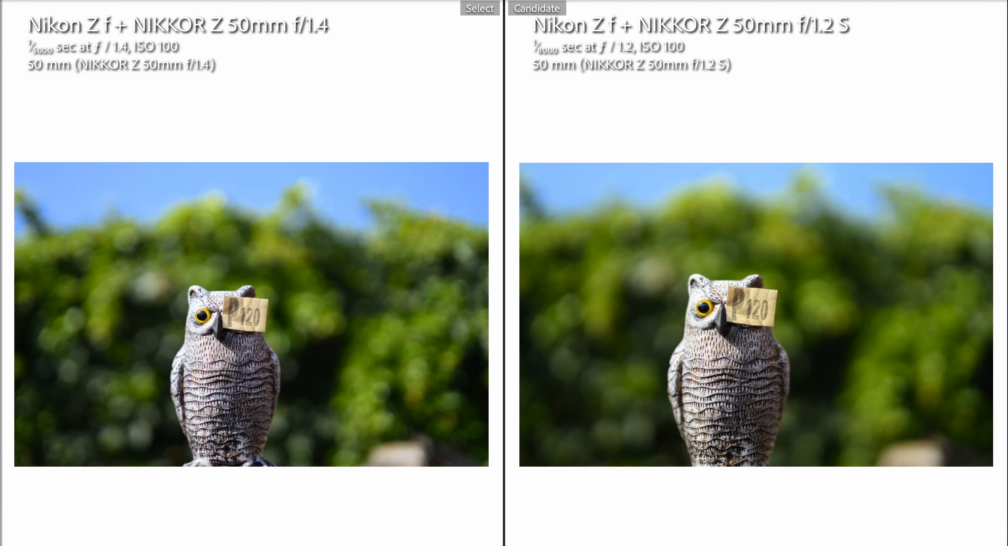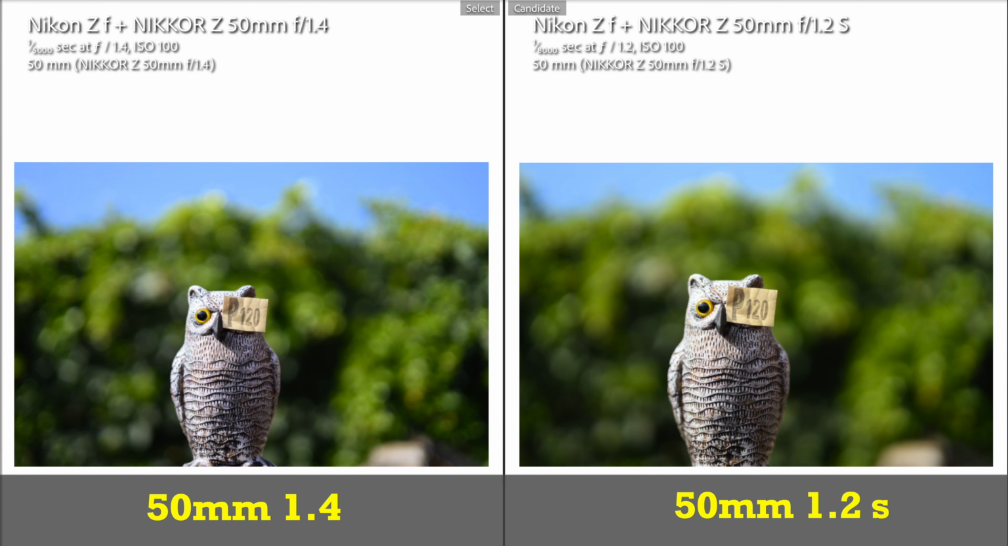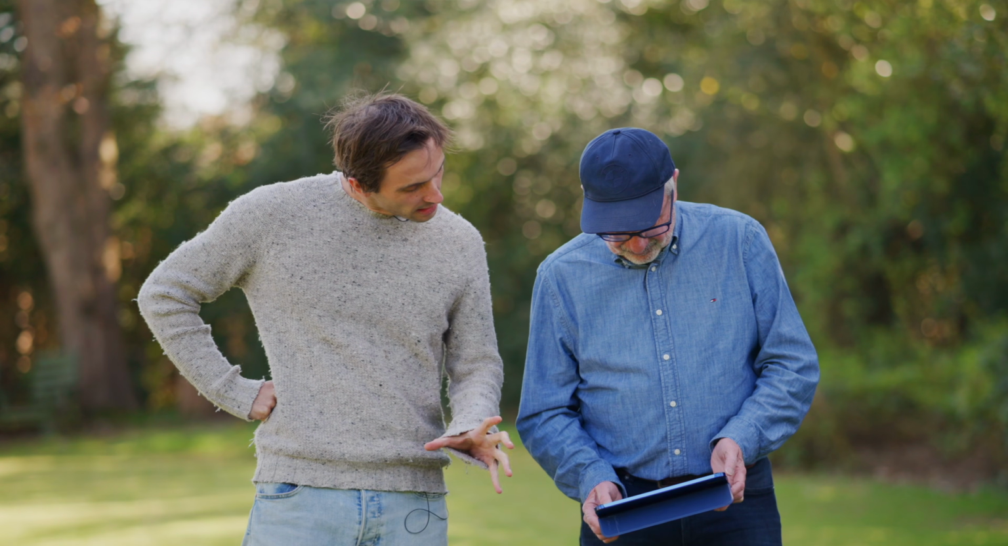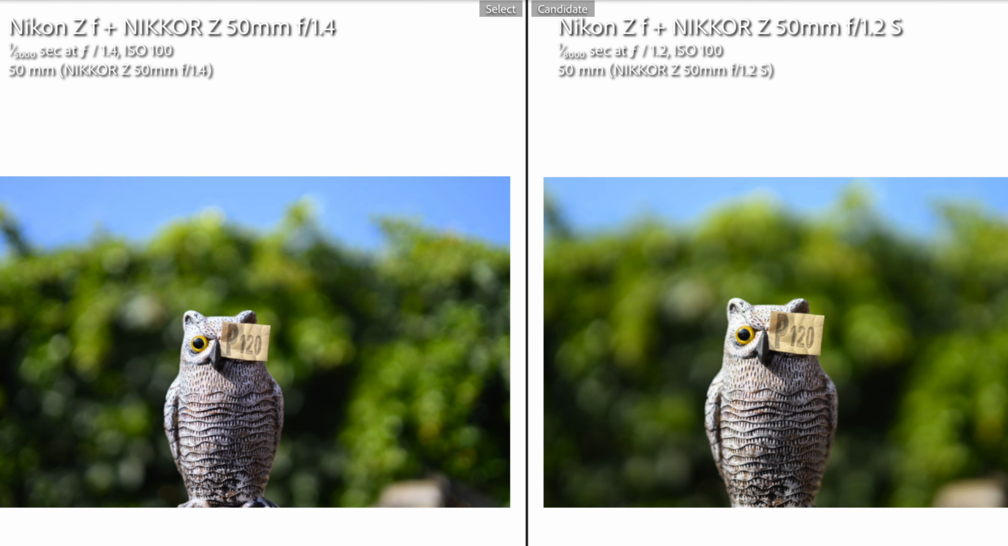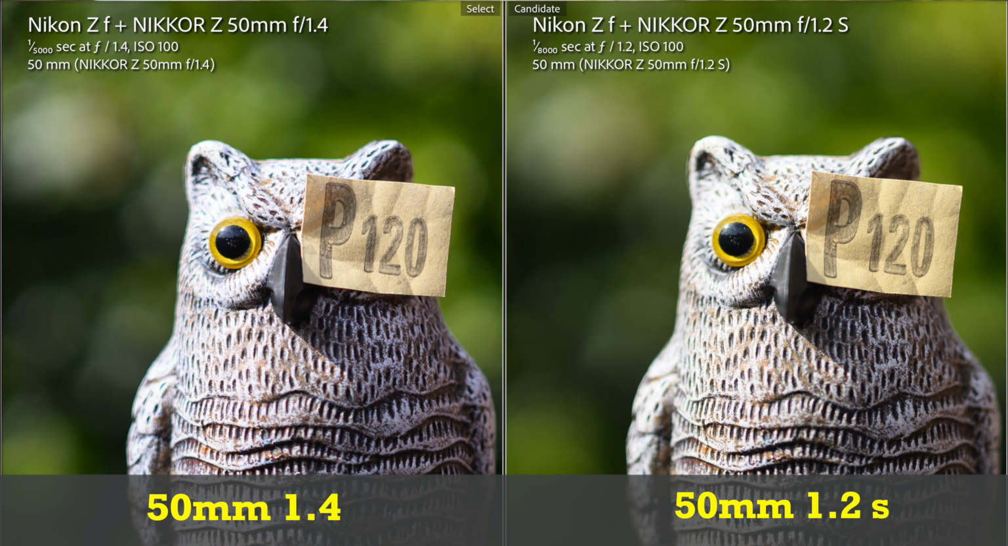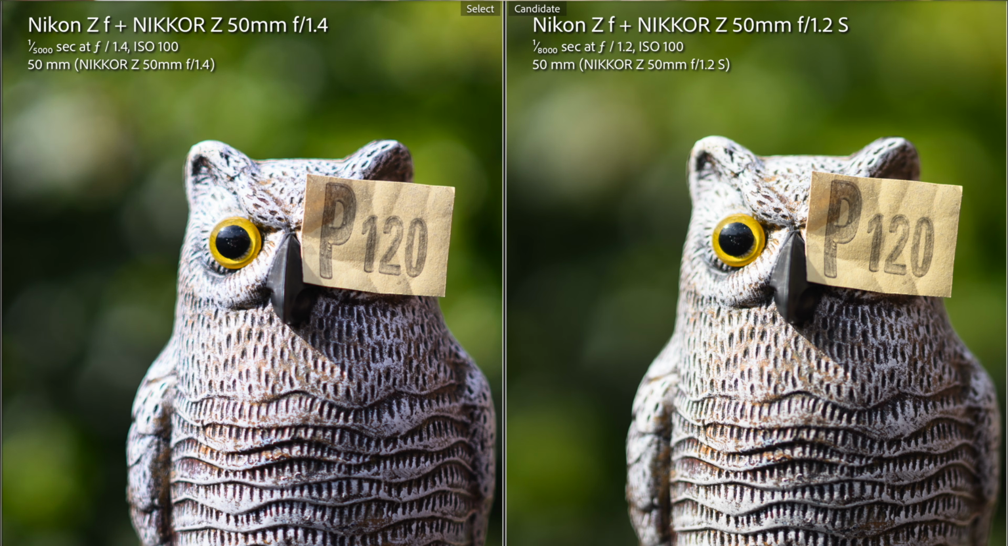I've got my old owl out, and I've used a backdrop that is usually hard to make look nice because it's foliage and specular highlights. It blows out the background completely. The 1.2 is really nice, isn't it? And that's at 100%. Now this is the sharpness, 1.2 versus 1.4. There's not a lot in it. That's what you're paying the money for, the 1.2.